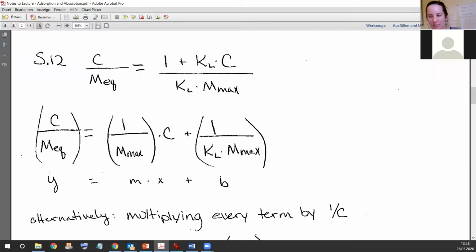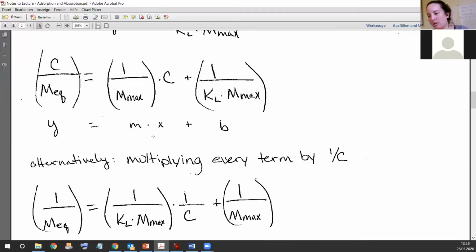So here C divided by M equilibrium is Y. M would be the slope of the line, which would give us the value of M max. X is the concentration, so we're changing the concentration of this species, and B would give us the intercept, which gives us K_L. And that's how, if you take some of this activated charcoal and place it in a chamber with a gas, and you measure, for instance, its weight change, how much of this material adsorbs to the surface, and you increase the concentration and measure again how much adsorbs to the surface, you can plot this kind of graph and fit these two parameters.